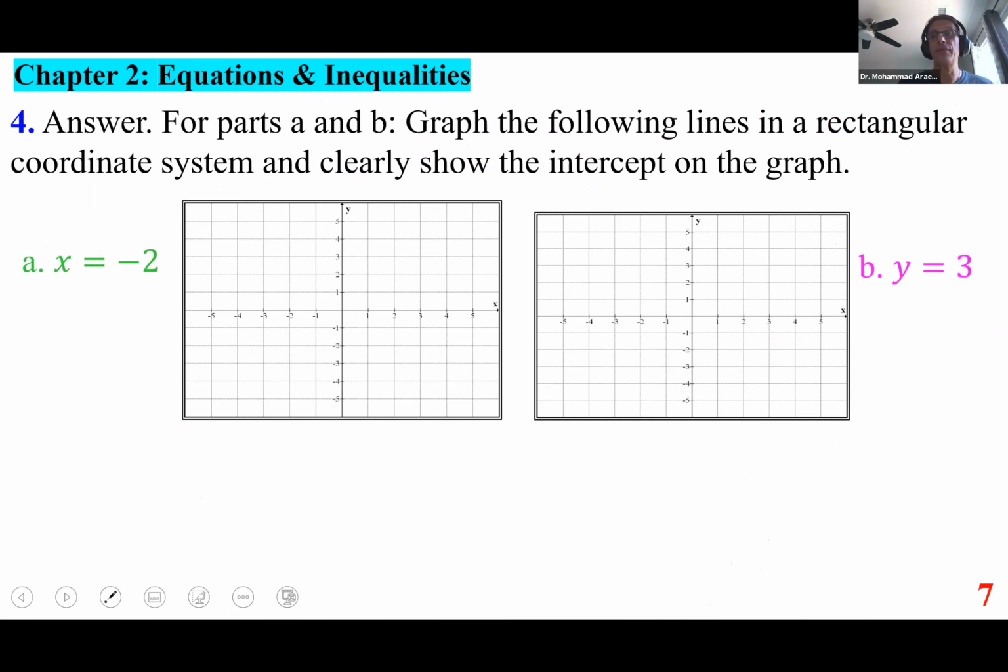We want to graph these two easy linear equations. x equals -2: we have a vertical line with the x-intercept at (-2, 0). We draw the line and we're done. On the other hand, for y equals 3, we have a y-intercept of (0, 3), and the line is a horizontal line.